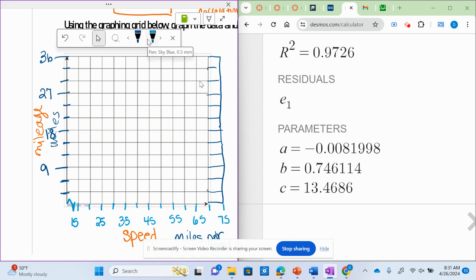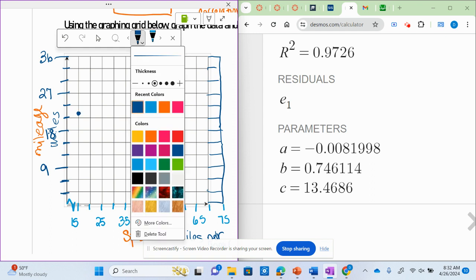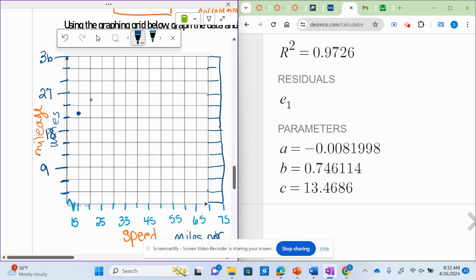So let's plot our ordered pairs. Our first ordered pair is 15 and 22.3. So 15, and I'm going to go up to 18, 21. I'm going to go right about here, 22.3. My next one is 20 and 25.5. So 20, let's see, 18, 21, 24. So 25.5, I'm putting that exactly in the middle of the 24 and the 27, right in the middle of that grid.